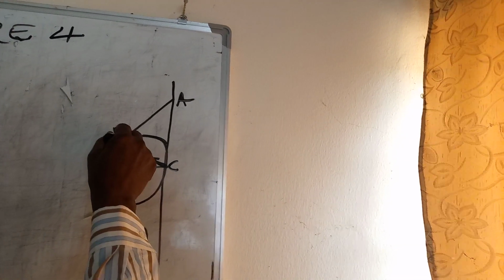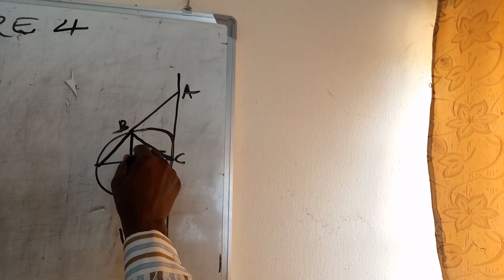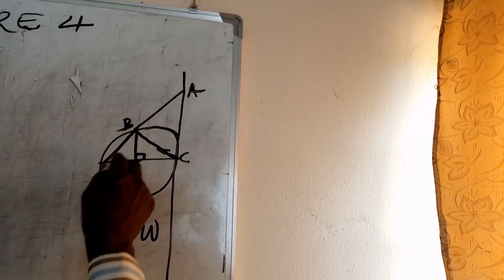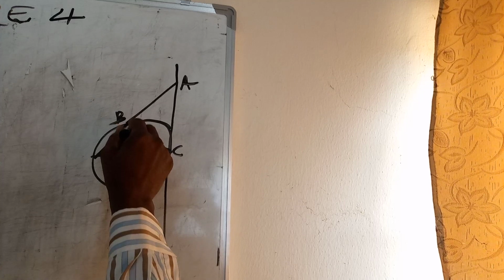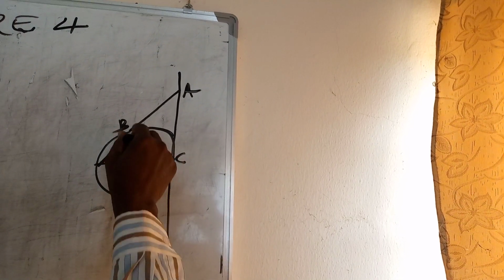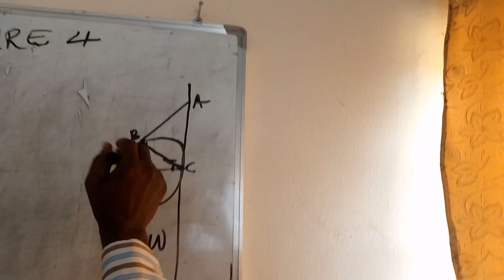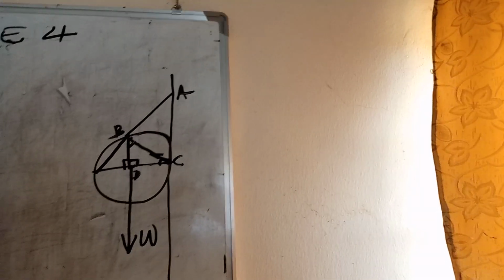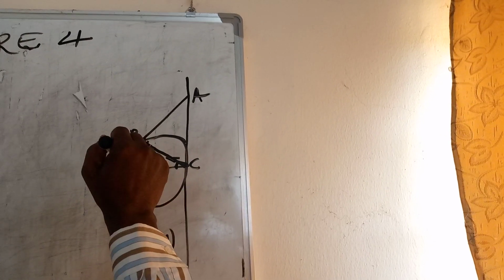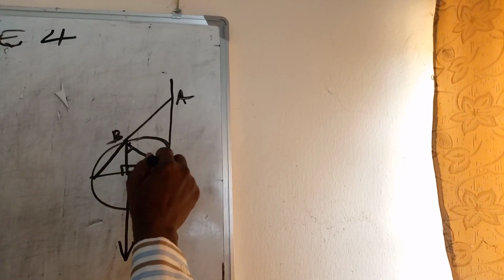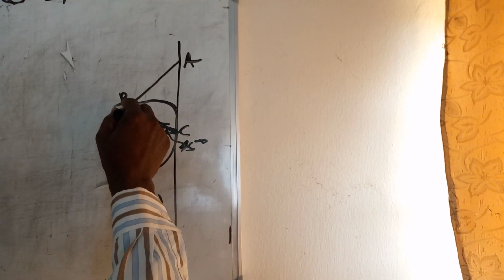Now if we produce this, we will see that this angle is 90 degrees. That means this is also 90. Because this is a radius of the ball and this is a radius, the triangle BCD will be an isosceles triangle, which means a right-angled isosceles triangle. These two angles, DBC and DCB, will both be 45 degrees.